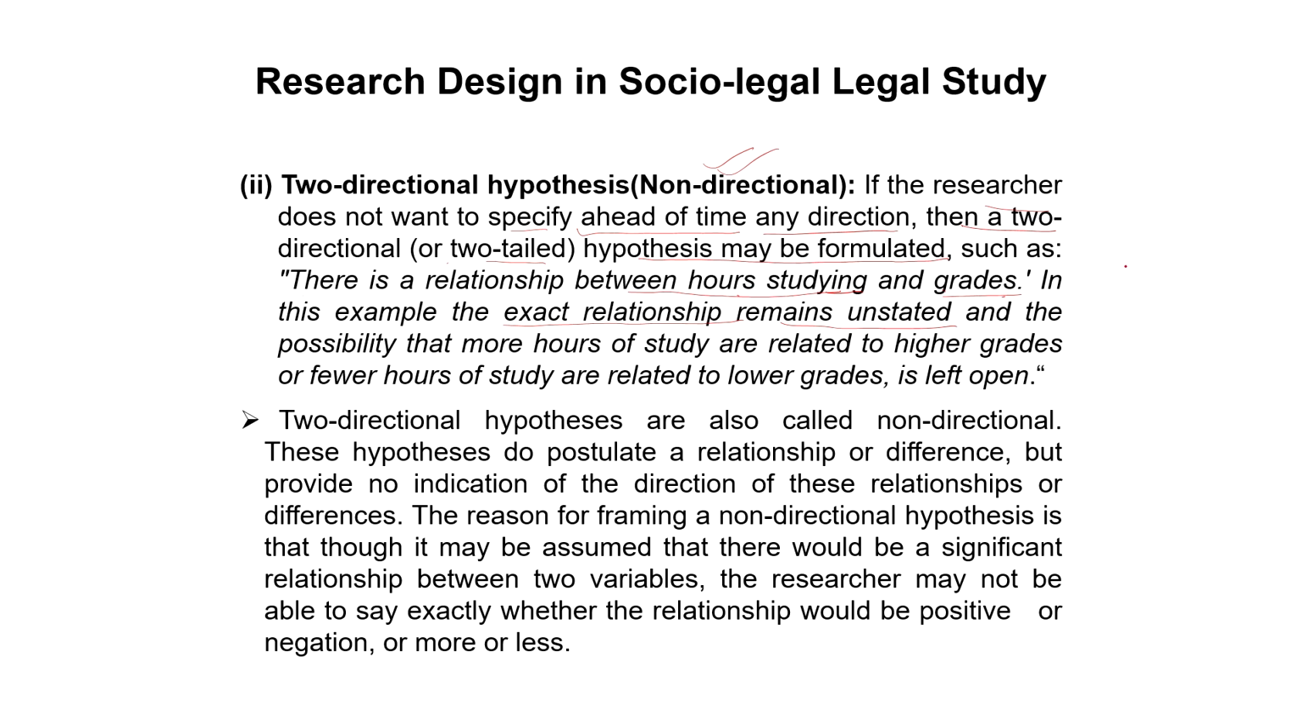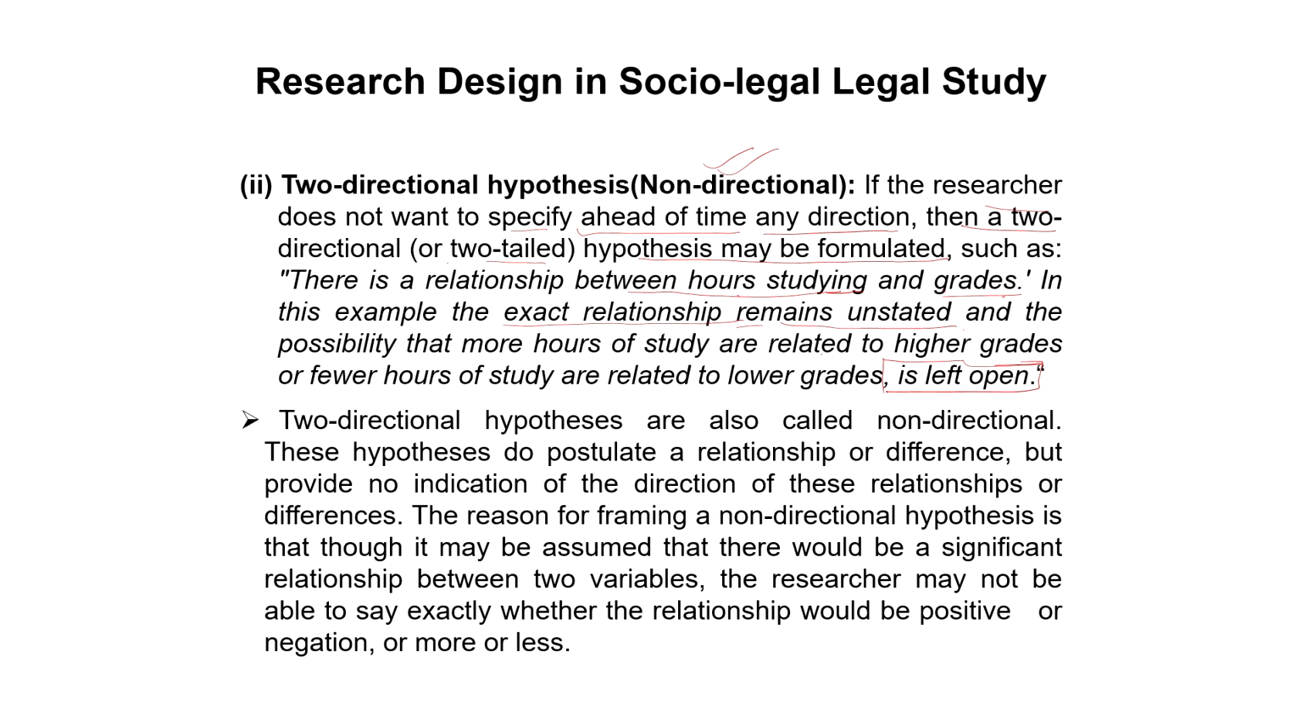So, in this example, what is missing? The exact relationship remains unstated, and the possibility that more hours of study are related to higher grades, or fewer hours of study are related to lower grades, is left open. When this is left open, we say that no direction is given. Sometimes we call these two directional hypotheses. We can say that this is a non-directional hypothesis.